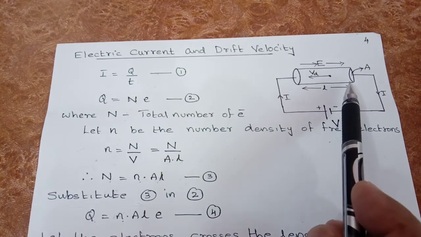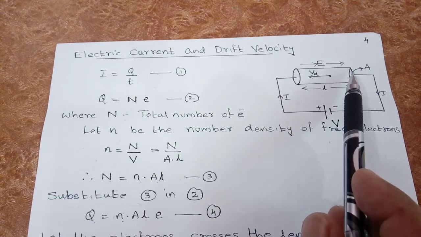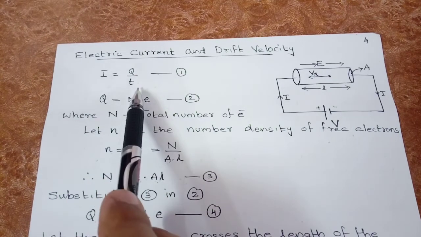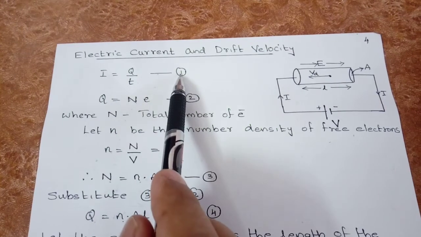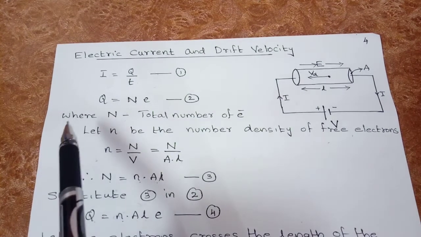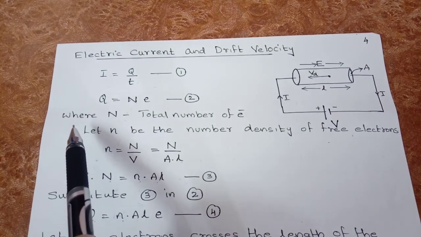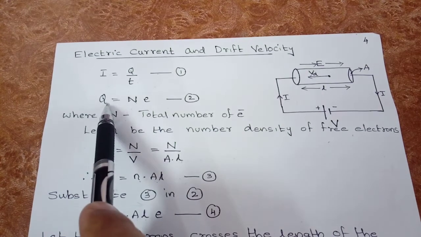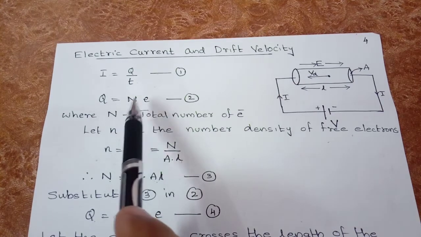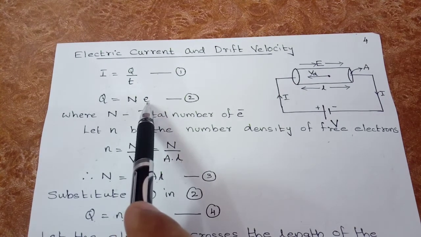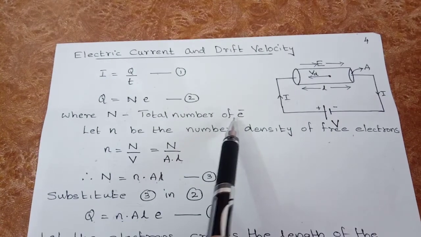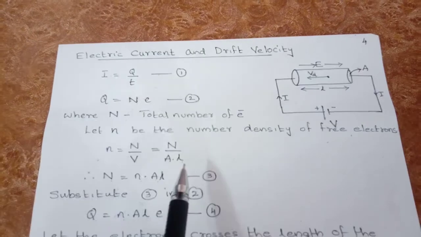Let us consider the length of the conductor is L and the area of cross section is A. General equation for electric current: I is equal to Q by t. Let us put it as equation number 1. Now what is Q? The amount of charge passing through the conductor can be written as N into e, where N is the total number of electrons present in the conductor and e is the charge of one electron.